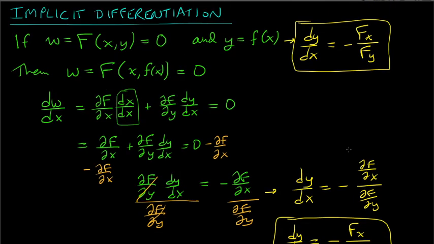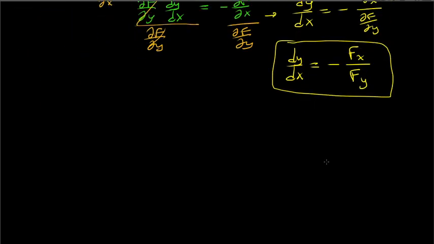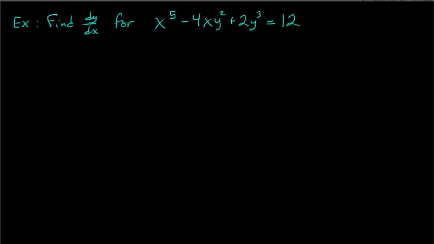All right. So that's implicit differentiation. Okay, so we're looking for the derivative of y, dy by dx, for the equation x to the fifth minus 4xy squared plus 2y cubed equals 12. All right, so this is something you've done before, way back in Calc 1, right? This is nothing new. First thing you might try is, can we solve for y here and write y explicitly as a function of x?